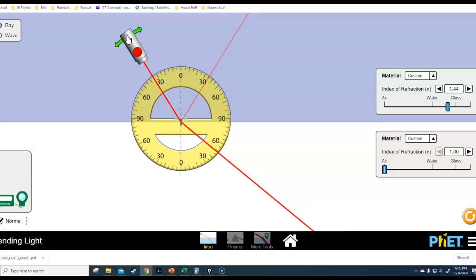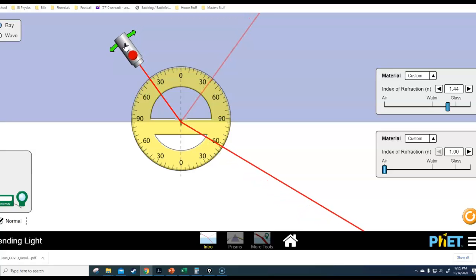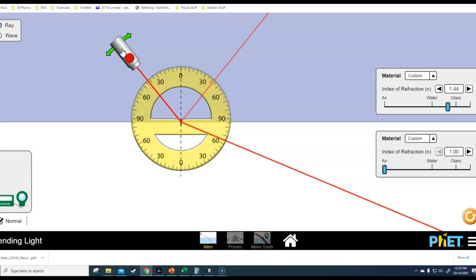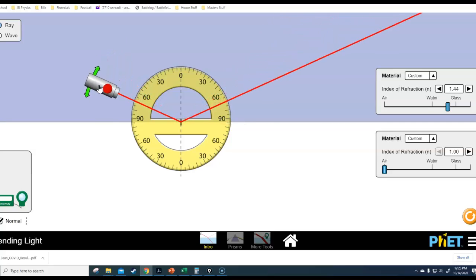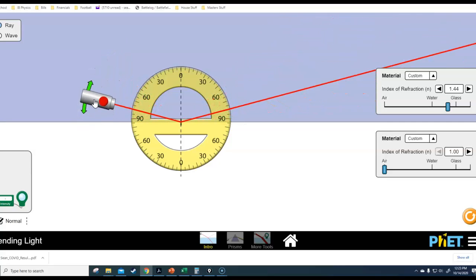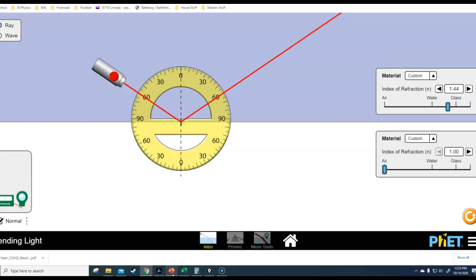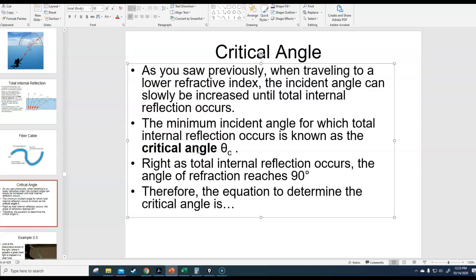However, if we increase the angle of incidence to some angle, right about here, we get total internal reflection. And then if we keep increasing the angle of incidence past that angle, we still have total internal reflection. So write this down.